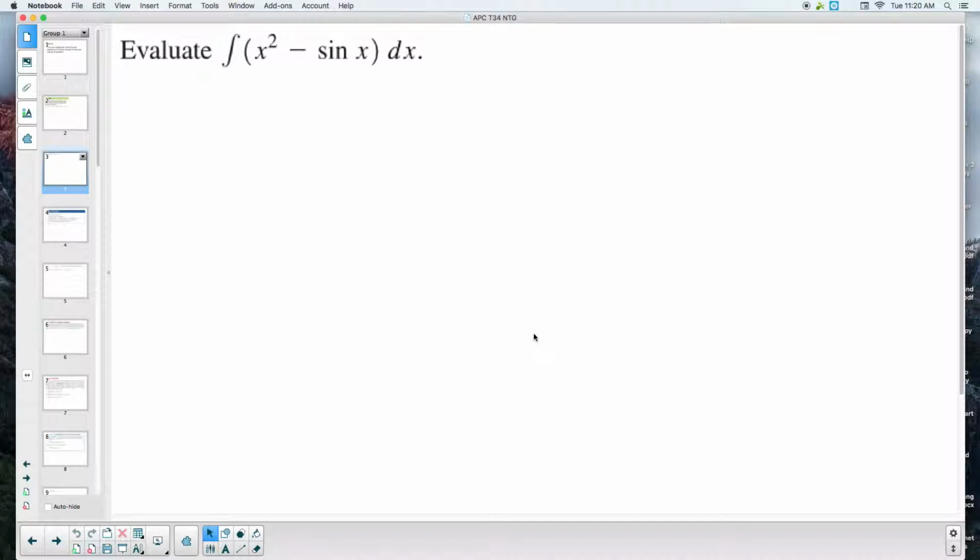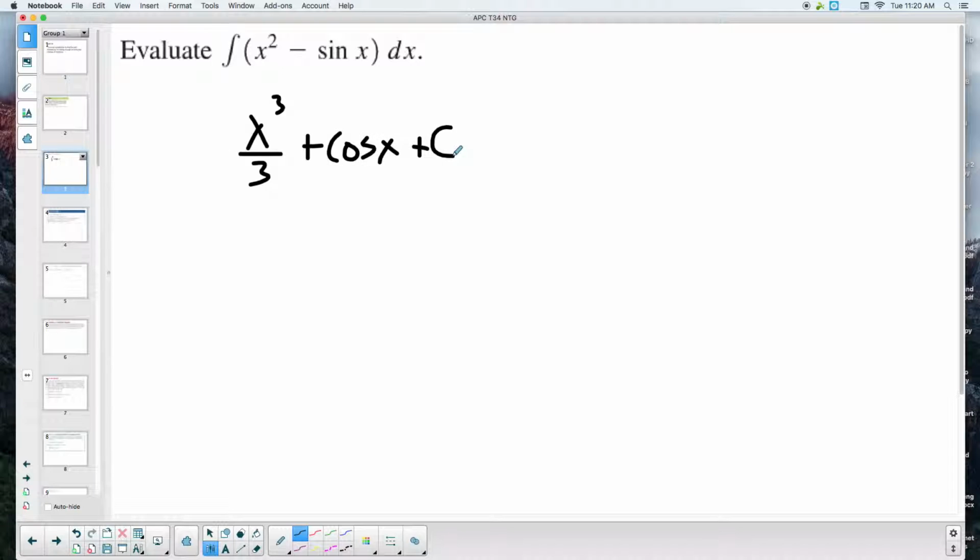We're going to start with a little review problem. Evaluate this, pause, do it. Pretty simple. You probably already got it done in your head. What is the antiderivative of this? Well, this would be x cubed over 3, or 1/3 x cubed, plus cosine of x plus c. One thing we want you to pay attention to is the differential here. This is called the differential. Notice that's the same as the variable we've got there. That's why we can do it, because the variables match up.